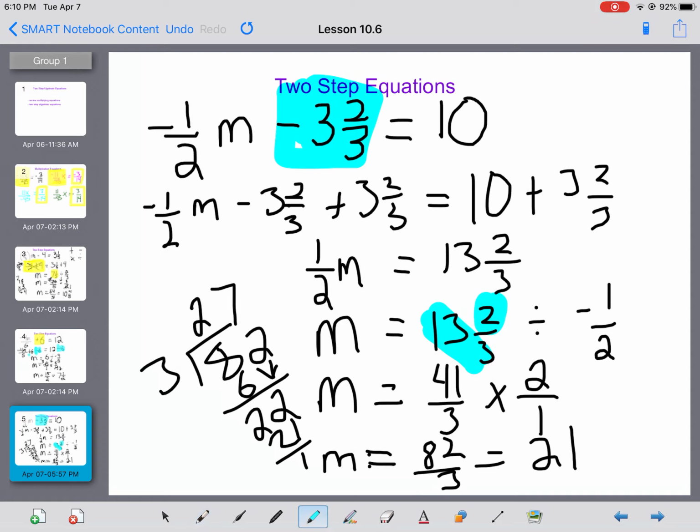So I get 27. And now notice over here, 1 is my remainder. I don't put a decimal down like I do sometimes. I just know that that 1 is my leftover piece. And what kind of piece was it? Well, it was a third. Okay, so I get 21 1/3.